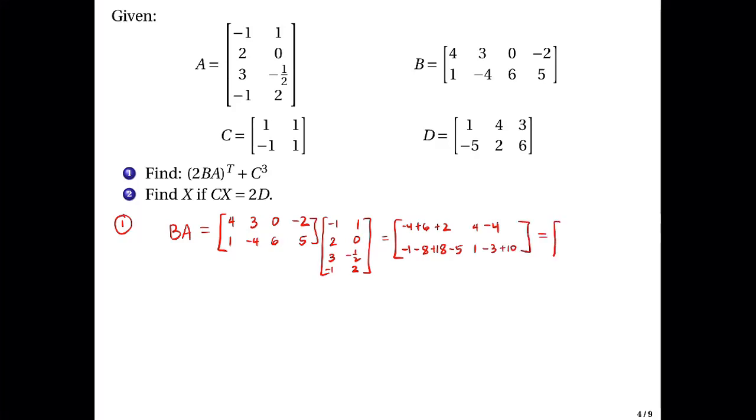So in here, if we simplify, we will have this is positive 8 minus 4, that's positive 4. 4 minus 4, that's 0. Here we have negative 1, negative 8 plus 18 minus 5. So we have here 18 minus 14, so that's again 4. And then in here you have 1 minus 3 plus 10. We have 8 for this part. Okay?